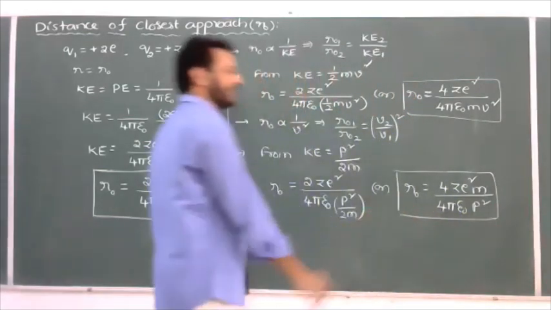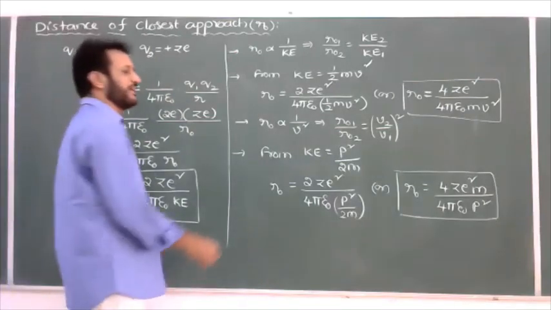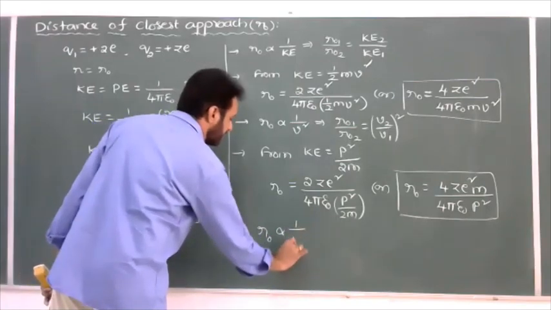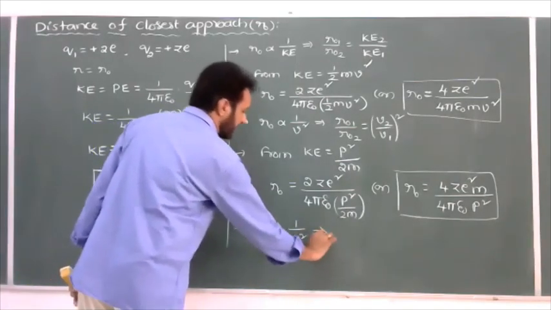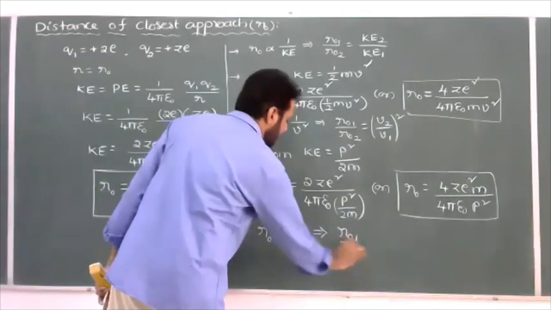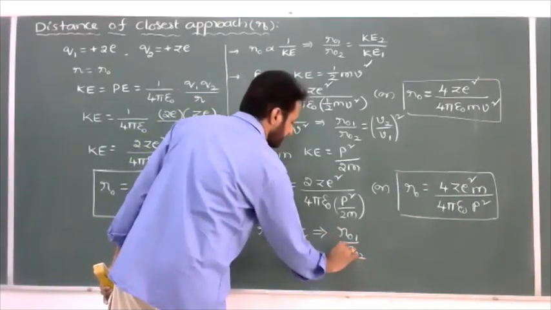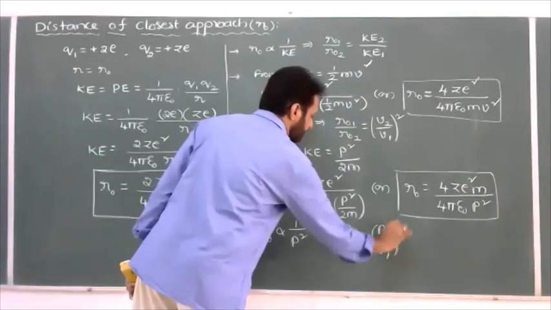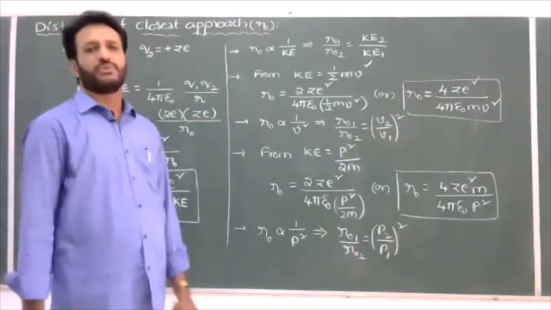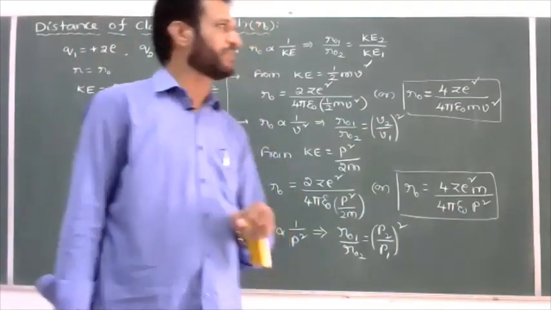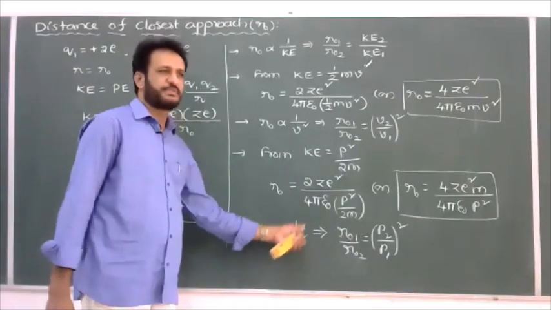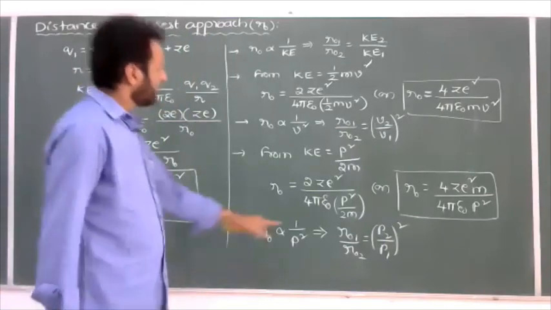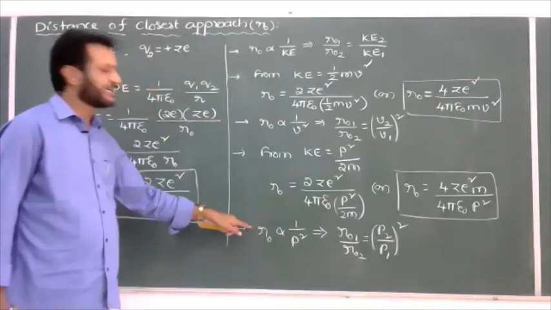Distance of the closest approach and linear momentum of the alpha particle relation. From this formula, R naught is inversely proportional to square of the momentum of the alpha particle. That implies R naught 1 by R naught 2 is equal to P2 by P1 whole square. Distance of the closest approach is inversely proportional to square of the linear momentum of the projectile by keeping all the parameters constant. So the more the momentum of the alpha particle, the less the distance of closest approach.